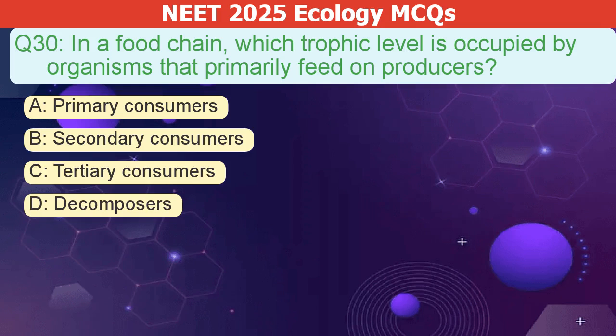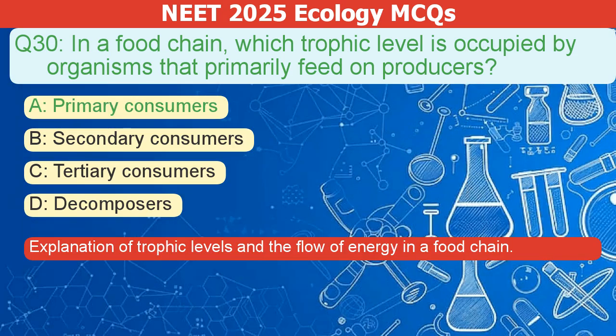In a food chain, which trophic level is occupied by organisms that primarily feed on producers? A. Primary consumers. B. Secondary consumers. C. Tertiary consumers. D. Decomposers. The correct answer is A. Explanation of trophic levels and the flow of energy in a food chain.